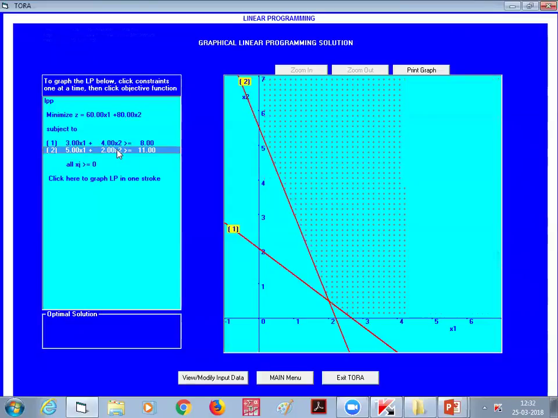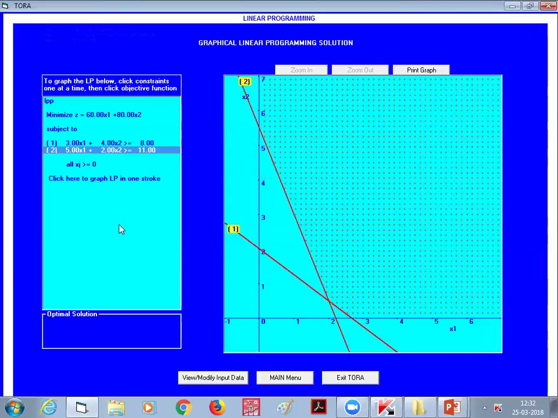To get the intersection of the 2 lines, let's just multiply the second equation by 2. So we'll get 10x1 plus 4x2 equals 22. Subtract them, so you'll get 7x1 equals, what is 22 minus 8? 14, right? 14 divided by 7 is 2. So x1 equals 2, and then when you substitute, you'll get x2 equals 0.5.